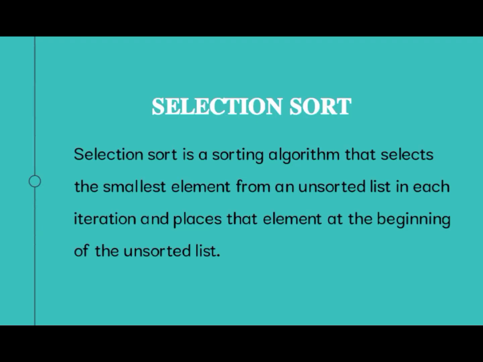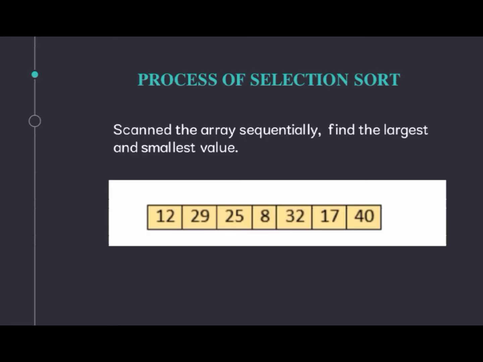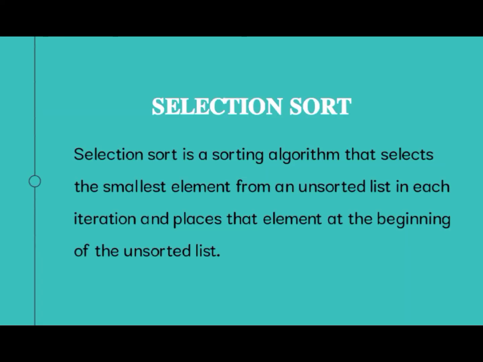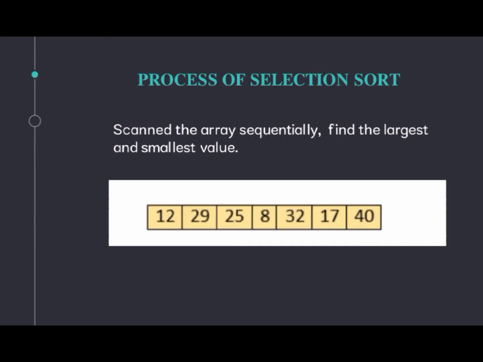Proceeding to the selection sort. A selection sort is a sorting algorithm that selects the smallest element from an unsorted list in each iteration and places that element at the beginning of the unsorted list. So here's an example of selection sort. Here we can notice that 8 is the smallest value and 40 is the largest value.